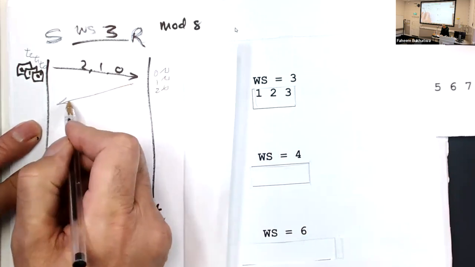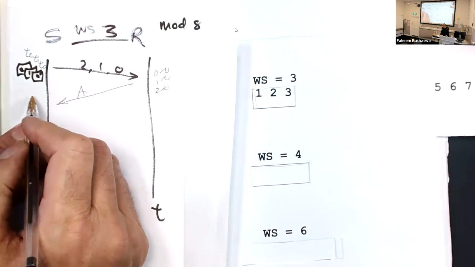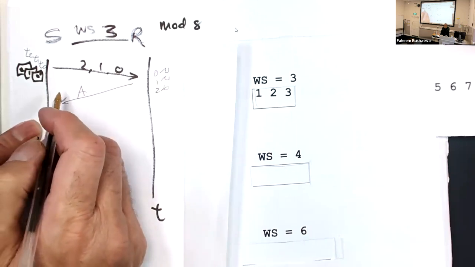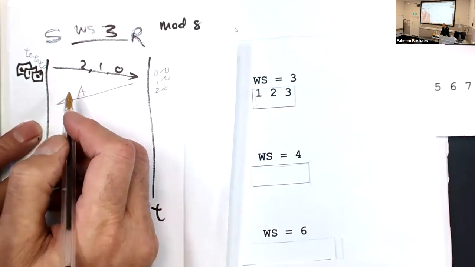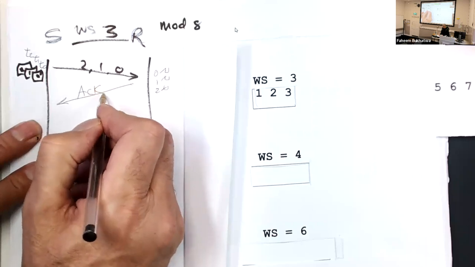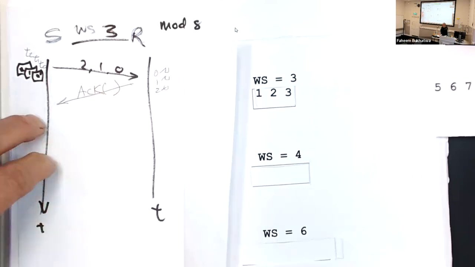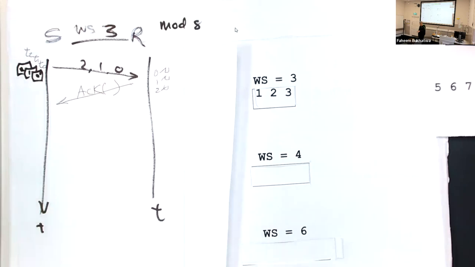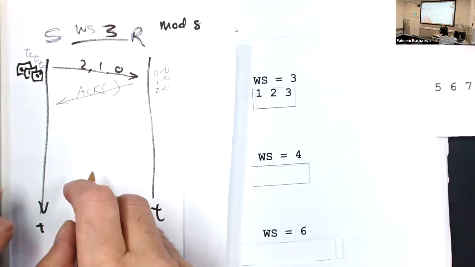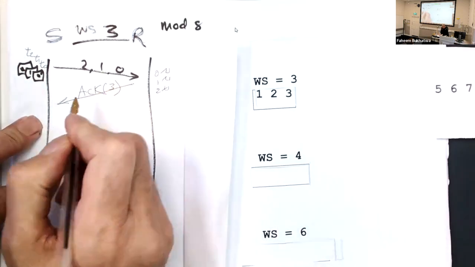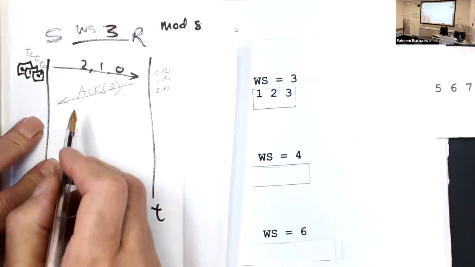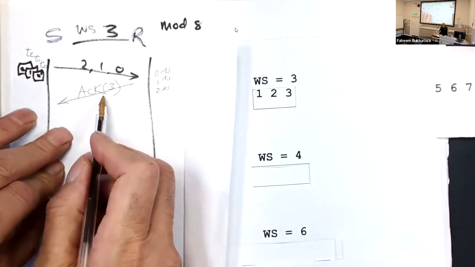But now the receiver will send back a message, because the sender will never send anything else unless it receives, okay, go ahead, send me the next group of frames. So we know that the receiver will send back an acknowledgement. And what acknowledgement number will the receiver send back? Did you say 2 or 3? 3, yeah, okay. That means the sender received the acknowledgement 3.